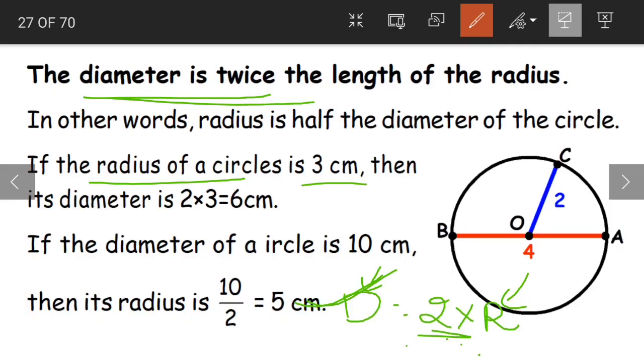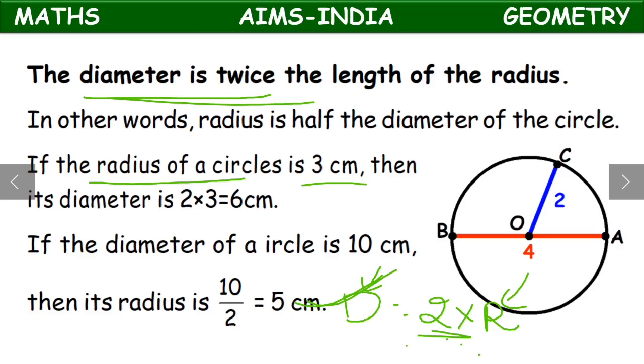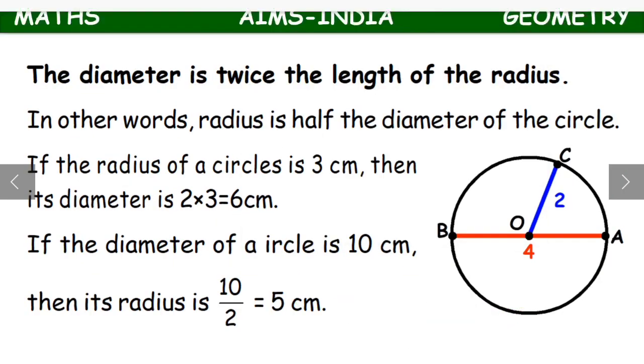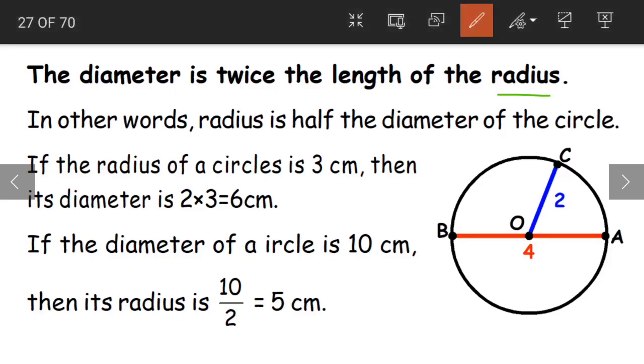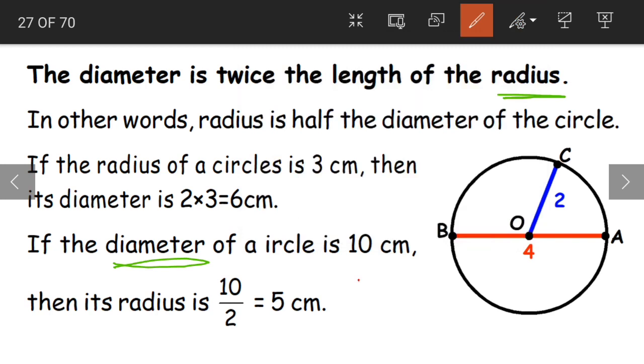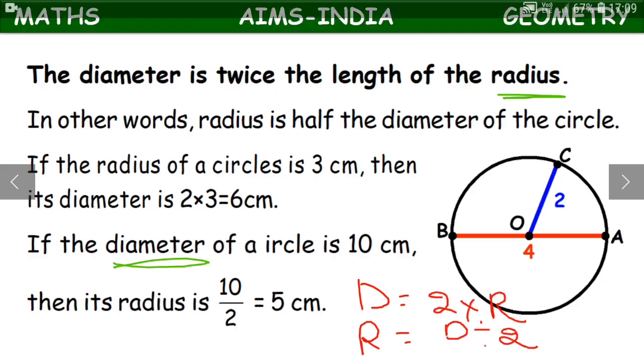Now, we have learned about the different methods by which we can draw circles. Choose any method you want and draw the circles. Find out the radius and also the diameter. You can observe by yourself that this rule applies. What is this? Diameter is equal to 2 into radius. Radius is equal to diameter divided by 2. I hope this is clear, children.